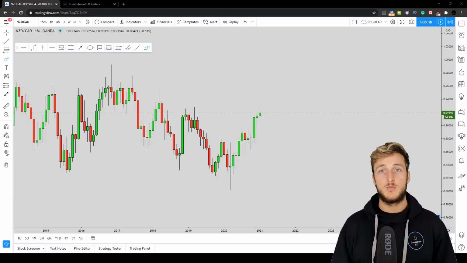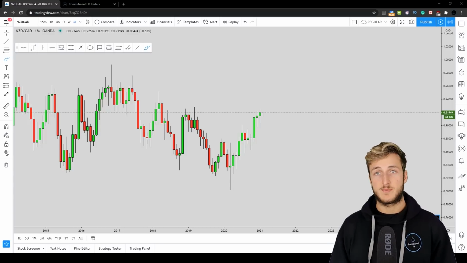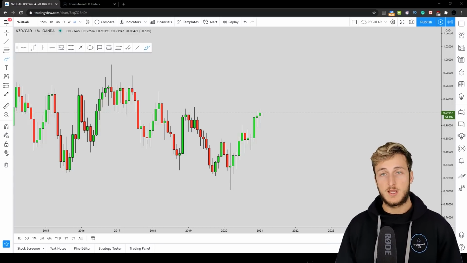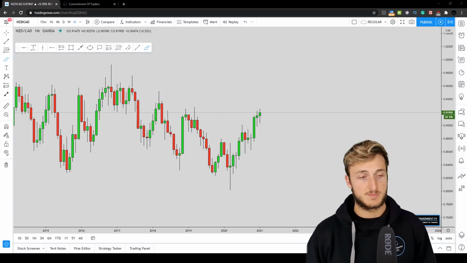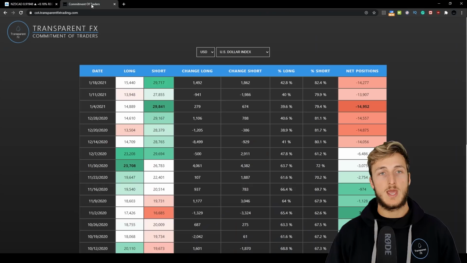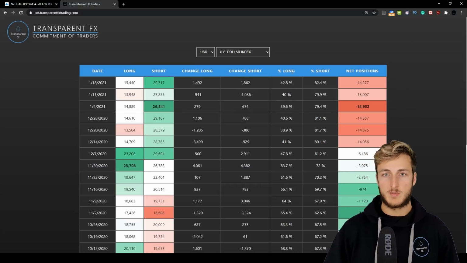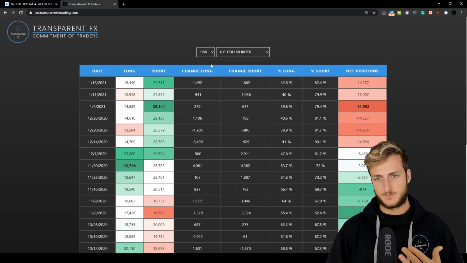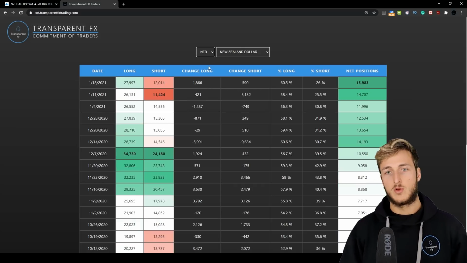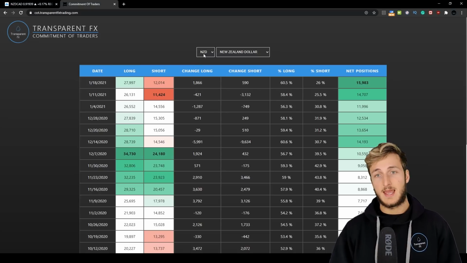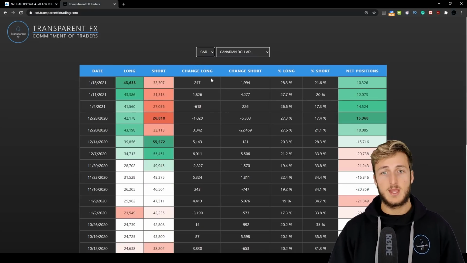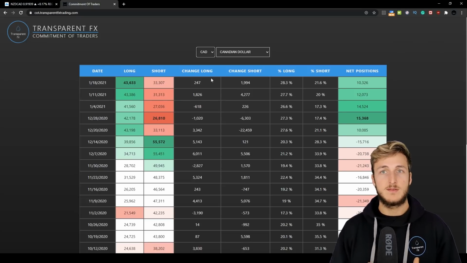Now, as usual, I will be keeping the analysis as educational as possible. So first, we will be speaking about this market from a technical perspective. We will then go and see what we have from an order flow perspective with the commitment of traders, which is what hedge funds are doing in the market. And we will be checking what kind of order flow we have both for the NZD and obviously for the CAD. And by using the combination of what we have from an order flow and a technical perspective, we will see where we have the best probabilities.